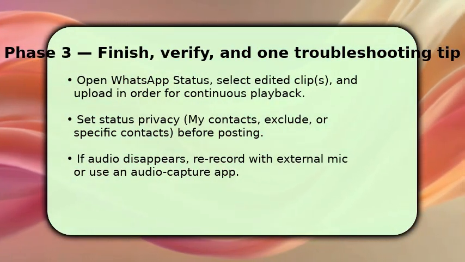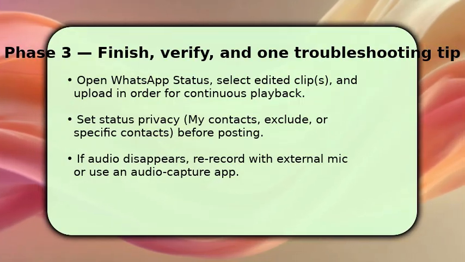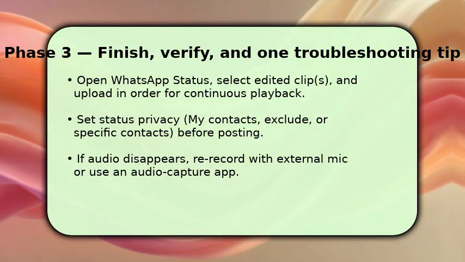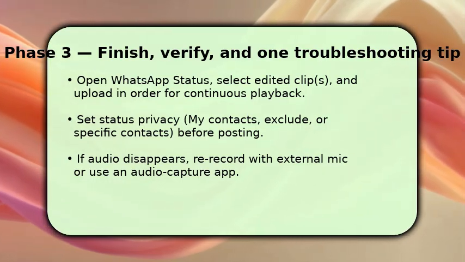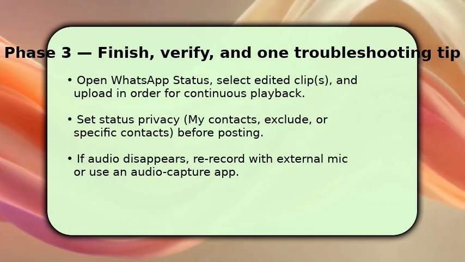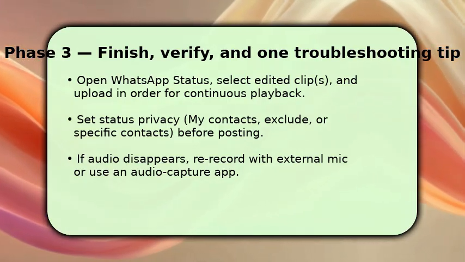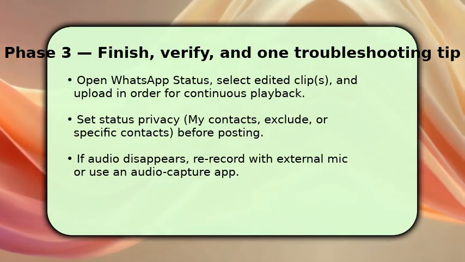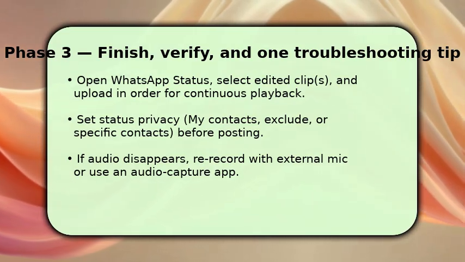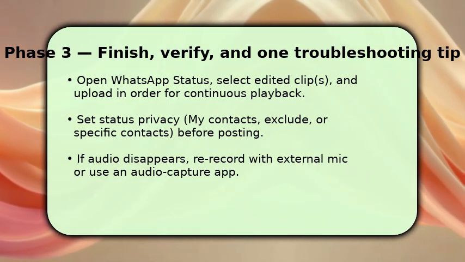Before posting, set the privacy you want so only intended contacts see it. Upload and preview the combined segments. Make sure captions and sound sync. If audio is muted or cropped, try re-recording with internal audio enabled or use an audio capture workaround, alternatively split differently. Troubleshooting tip: if audio still fails, record speaker output with a second.